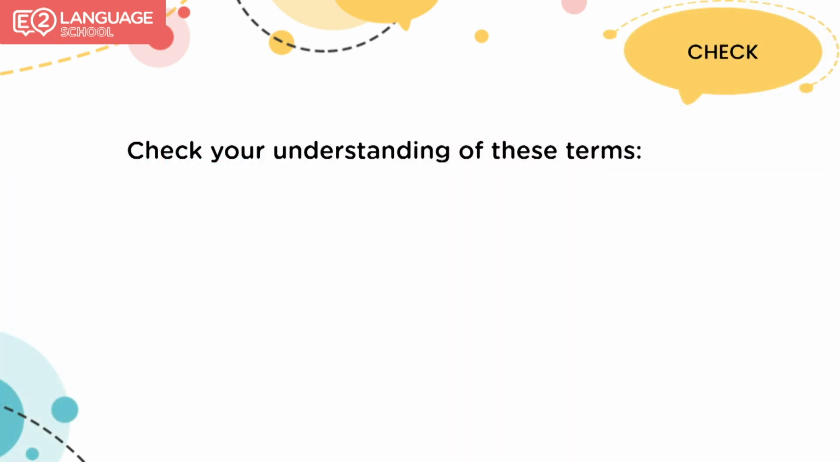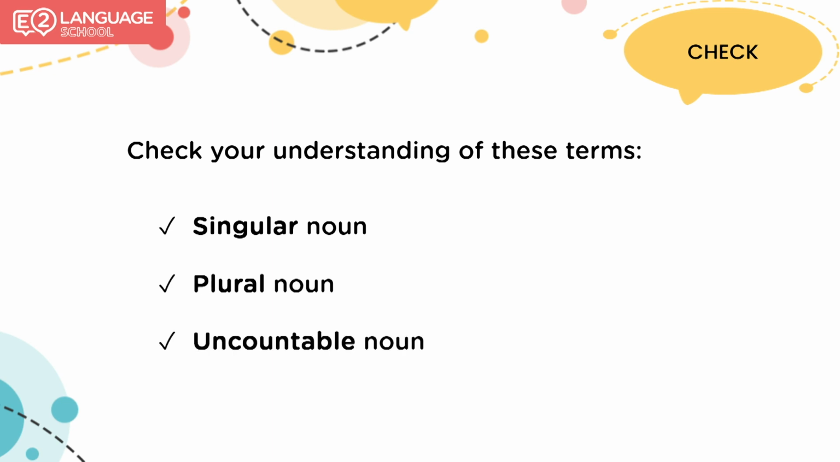So before we begin, I want you to check your understanding of these terms. Singular noun, plural noun, uncountable noun. Here are some examples: chair, chairs, and furniture. Singular nouns and plural nouns are countable. That means we can count them. For example, one chair, two chairs, three chairs, many chairs.